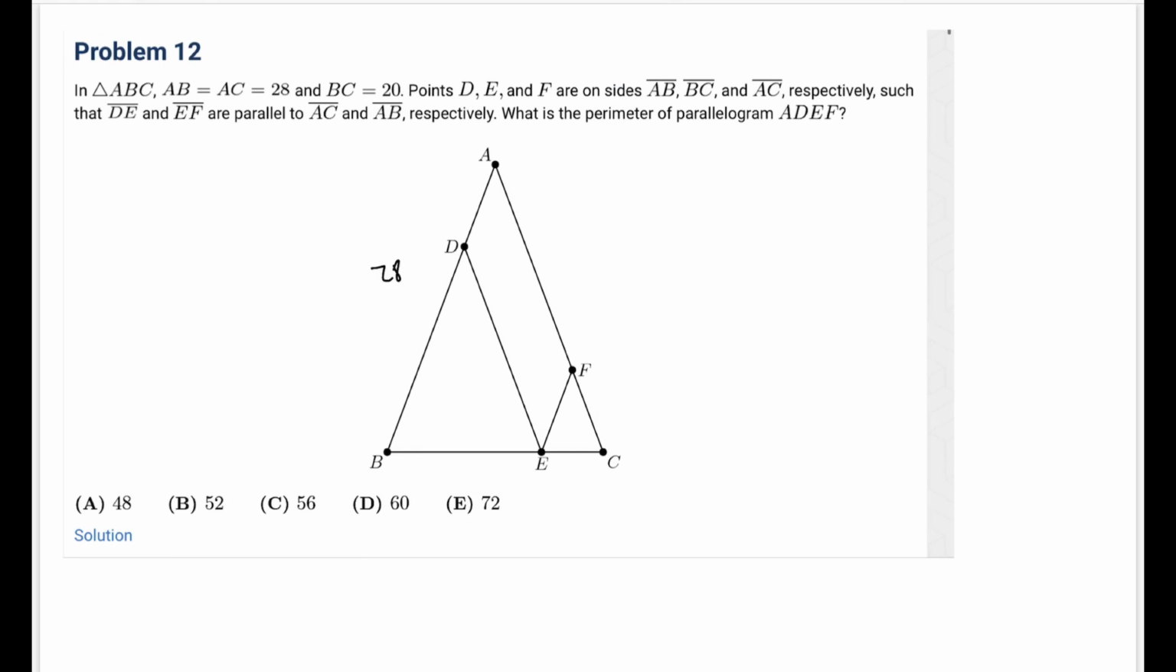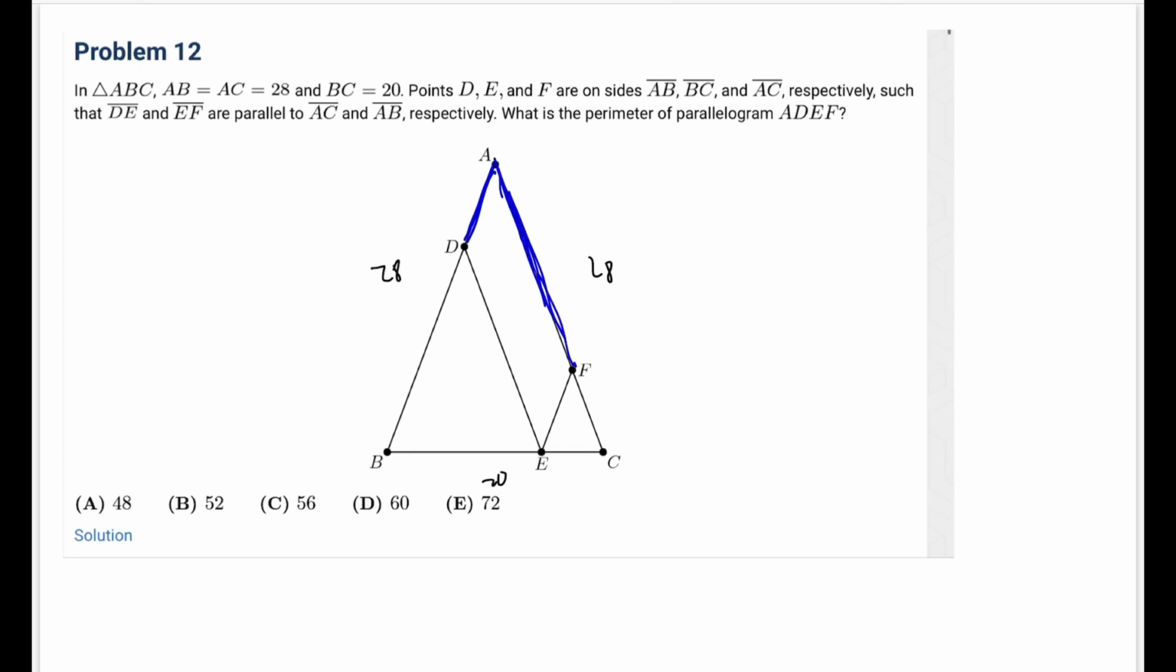Number 12. In triangle ABC, AB equals AC equals 28 and BC equals 20. So this is 28, this is 28, this is 20. D, E, and F are on the sides AB, BC, and AC respectively, such that DE and EF are parallel to AC and AB respectively. What is the perimeter of parallelogram ADEF? Okay, so we need this length, right?